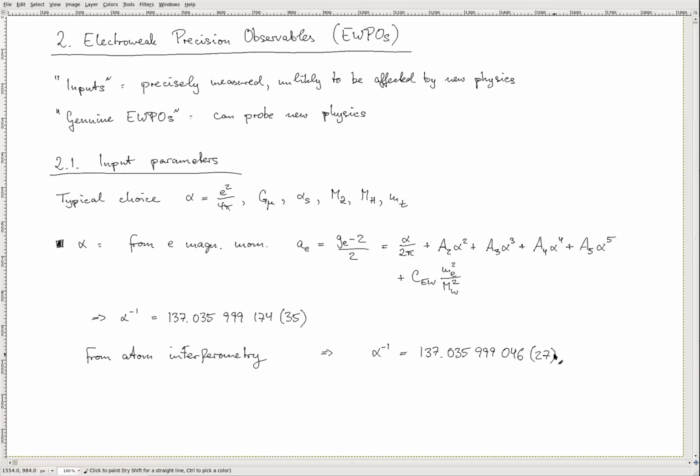Another extremely precise measurement. You observe if you compare these two results, they don't agree perfectly. There's about 2.5 standard deviation tension between these two values, which gets some people very excited. Remains to be seen if this is just a statistical fluctuation or not.